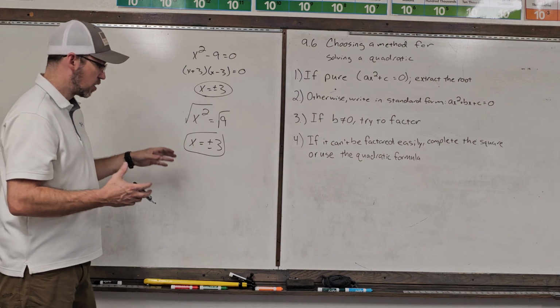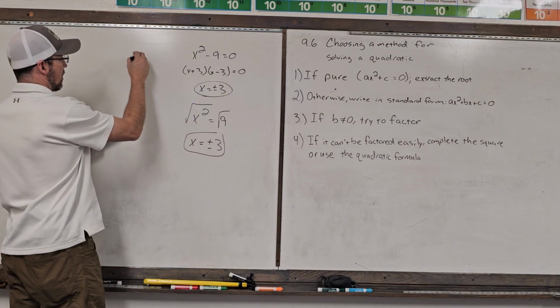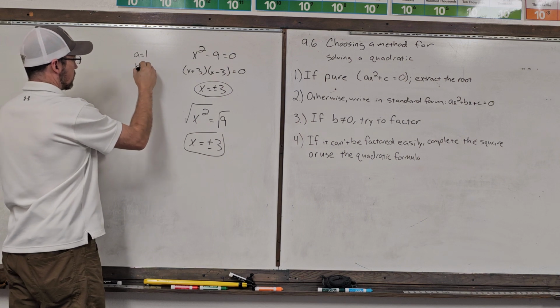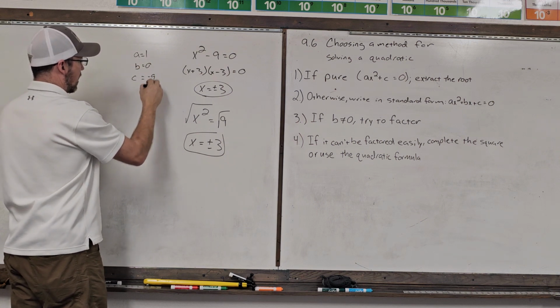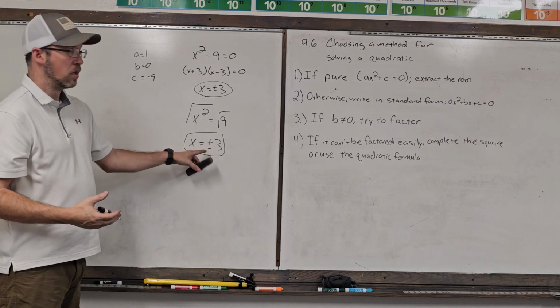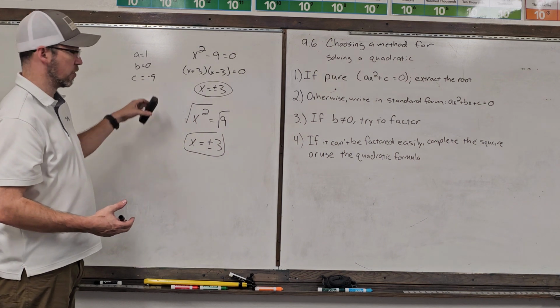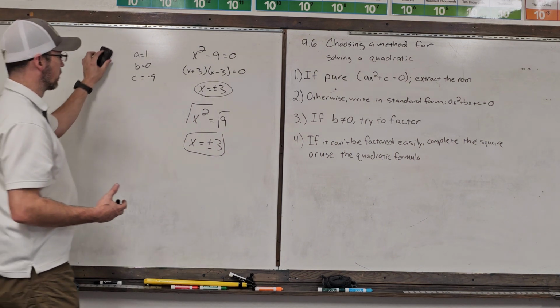All right. And again, I could have taken this and said my A equals 1, my B equals 0, my C equals negative 9, and I could have plugged it into the quadratic formula, and I still would have got plus or minus 3. But there would have been a whole lot of steps to where I'm already done with it 2 times. I'd still be working on it if I used the quadratic formula.